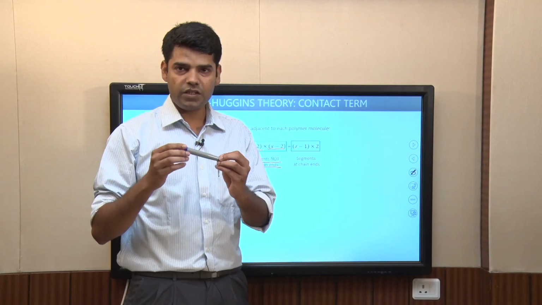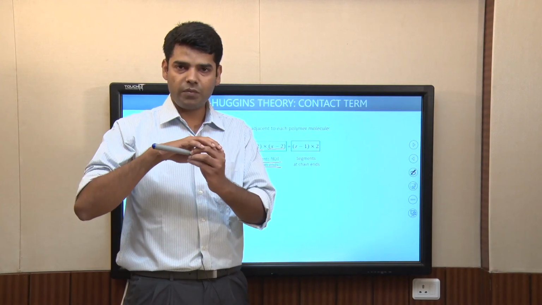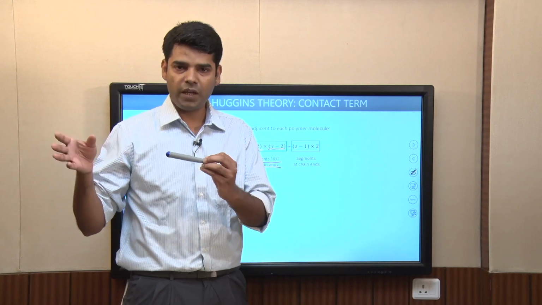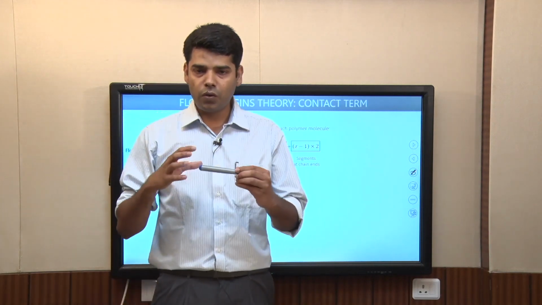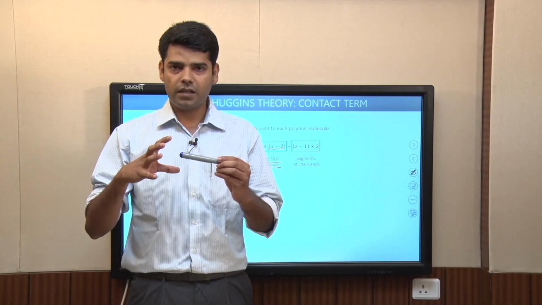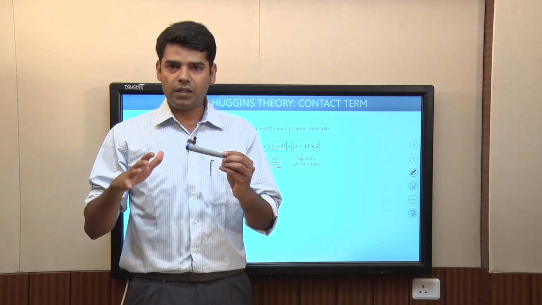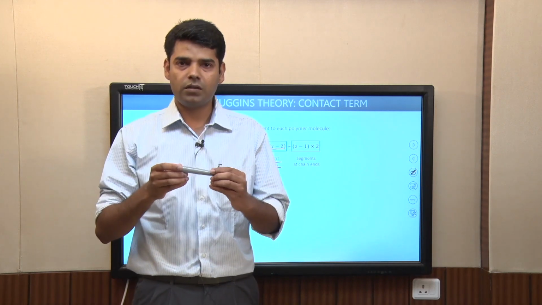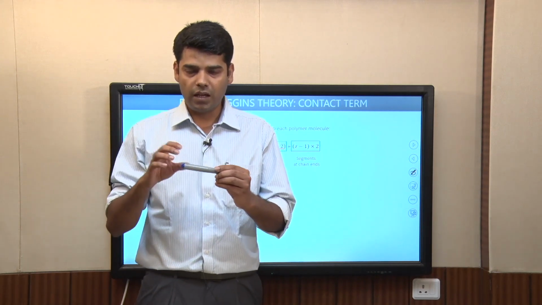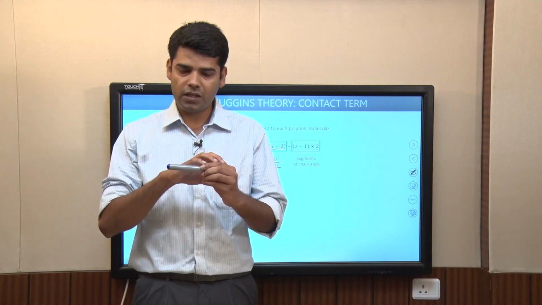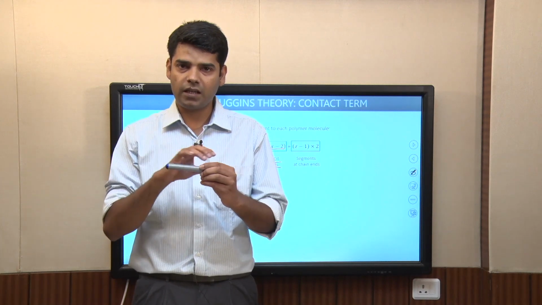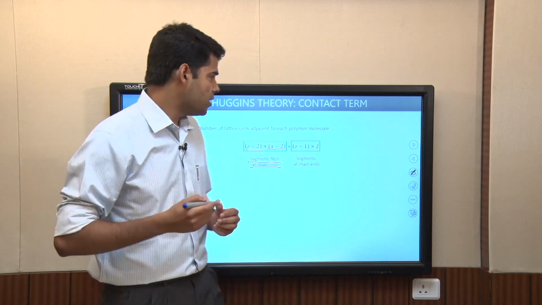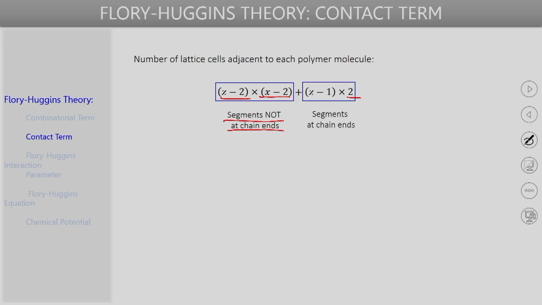Okay, so if we have this as a chain end, it will be connected to one segment here, but on the other side there will not be any connection. So, if the overall coordination of the lattice is z, then z minus 1 adjacent sites will be available for occupation by other solvent molecules or other segments, and only the one segment to which this chain end is connected, that cell is not available. So, the 2 chain ends will have, each of them, z minus 1 adjacent lattice cells available.